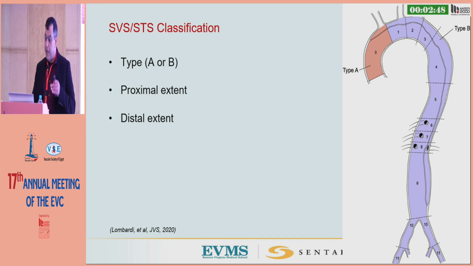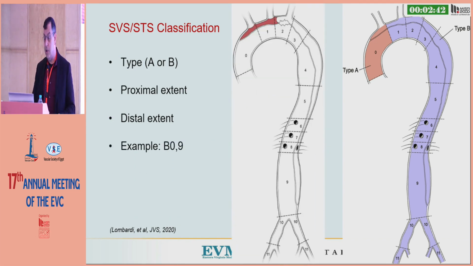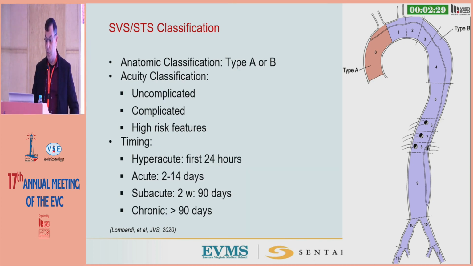So it starts with the anatomic classification, which is type B or A, but added the proximal and distal extent of the dissection. So like here, this is a type B dissection where the tear is zone 2, but it extends from 0 to zone 9, and that's a B09. So that's more descriptive classification for the anatomy.